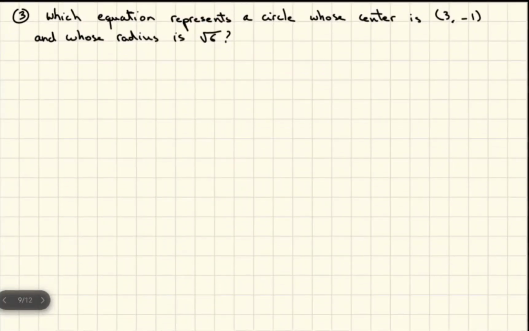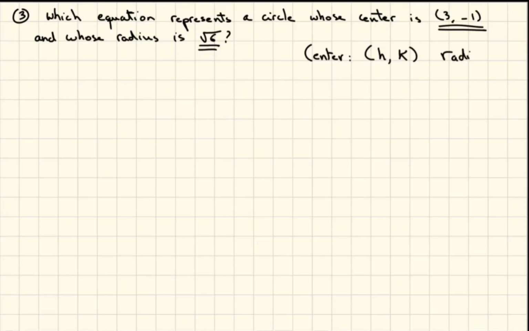Number 3, equation of a circle. You're given the center and you're given the radius. If you know the rule, then you will be fine. If the center of the circle is given to you in the form (h, k), where h is the x coordinate of the center, k is the y coordinate of the center, and a radius r, then the equation of the circle will look like this: (x minus h) squared plus (y minus k) squared equals radius squared. So let's apply this idea here.